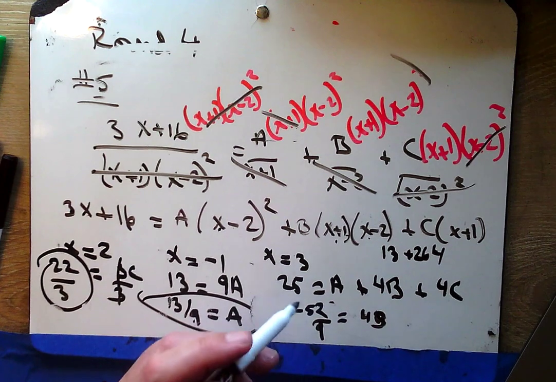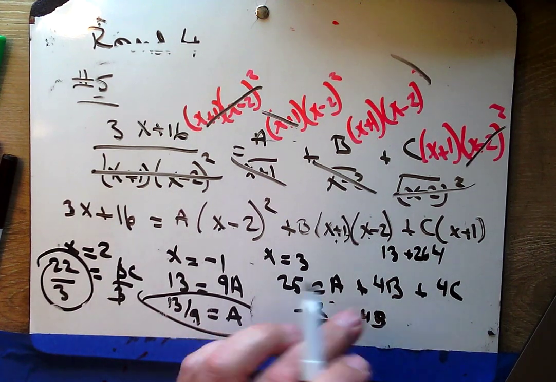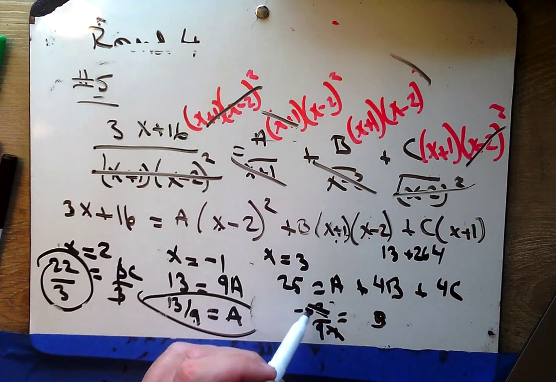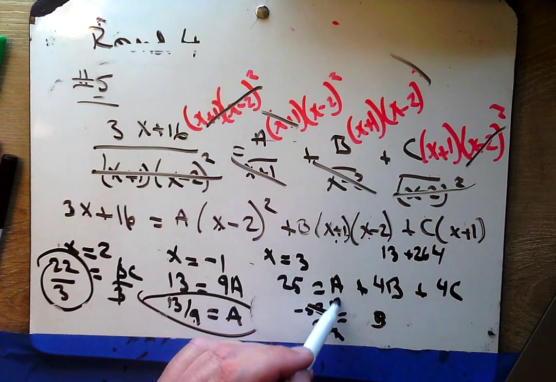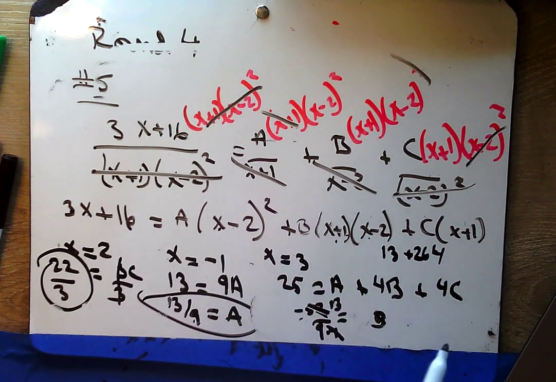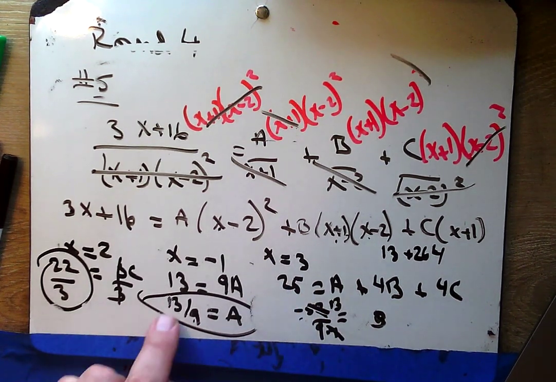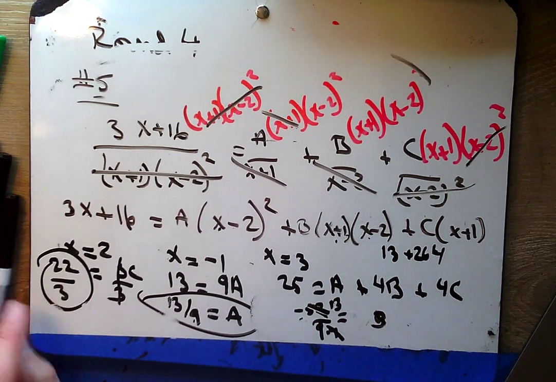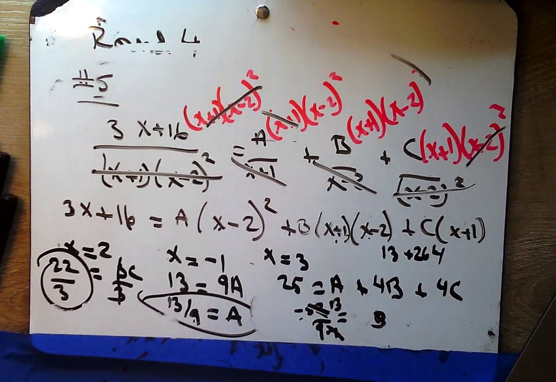And if I divide both sides by 4, I notice that 4 goes into 4, and 4 goes into negative 52, negative 13 times. So my b value is negative 13 ninths, my a value is positive 13 ninths, and my c value is 22 thirds. Okay, that seemed doable.